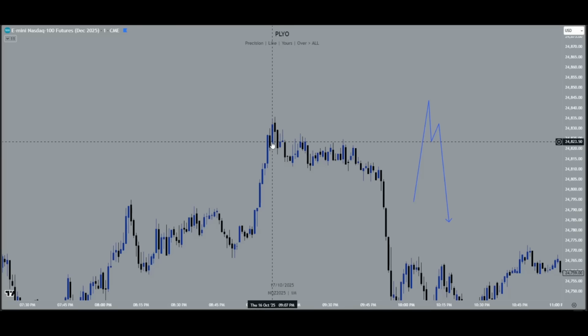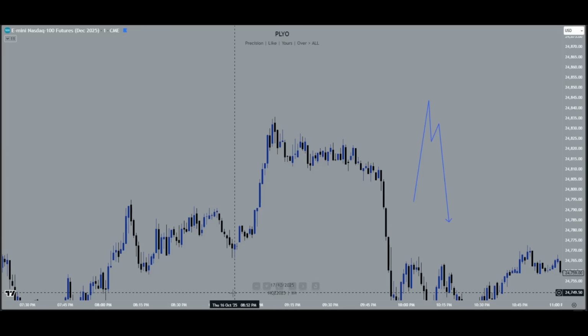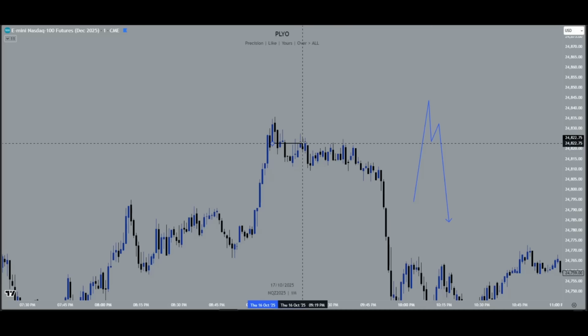So this bullish candle gets engulfed by this bearish one right here. You're simply looking to put a line at the open of this bearish candle, and this would be our OB. This is a bearish OB.